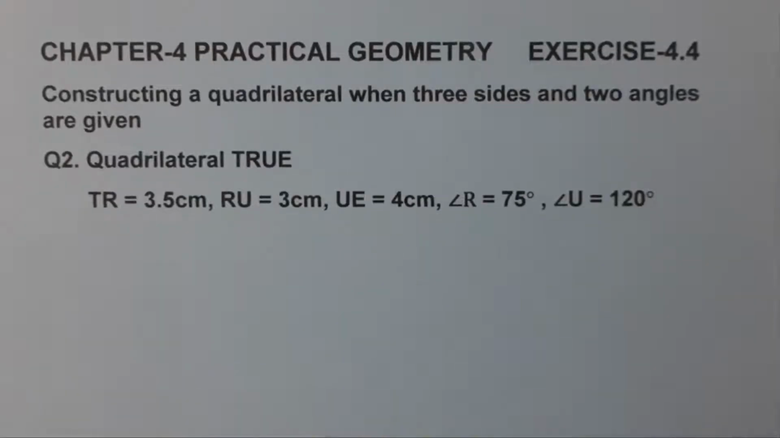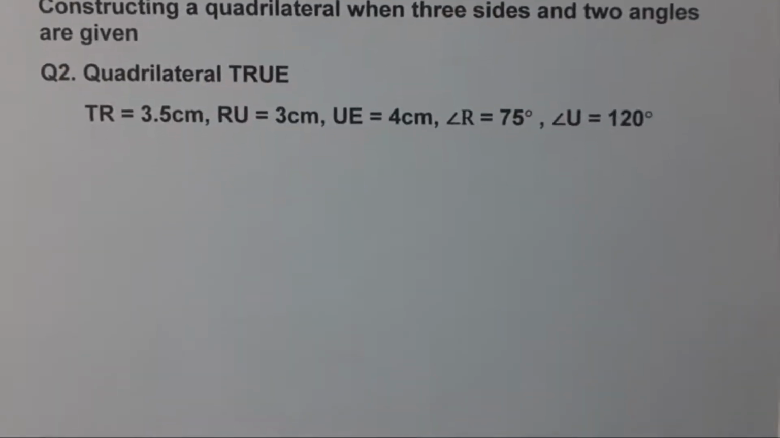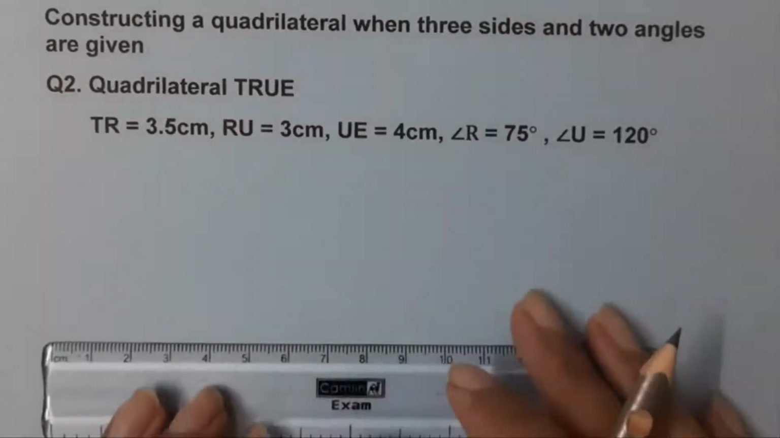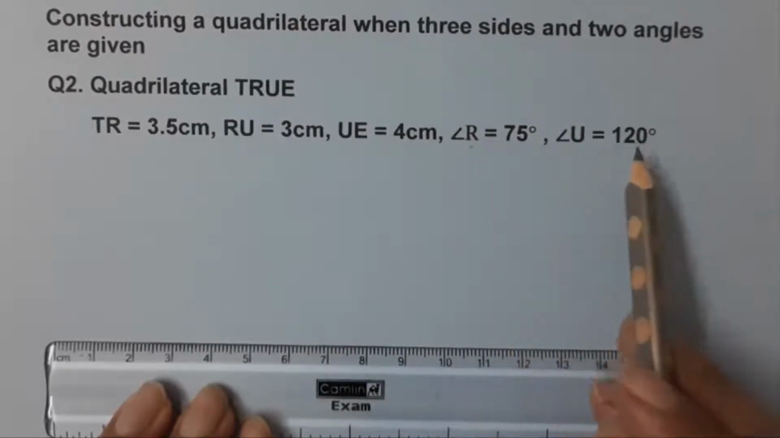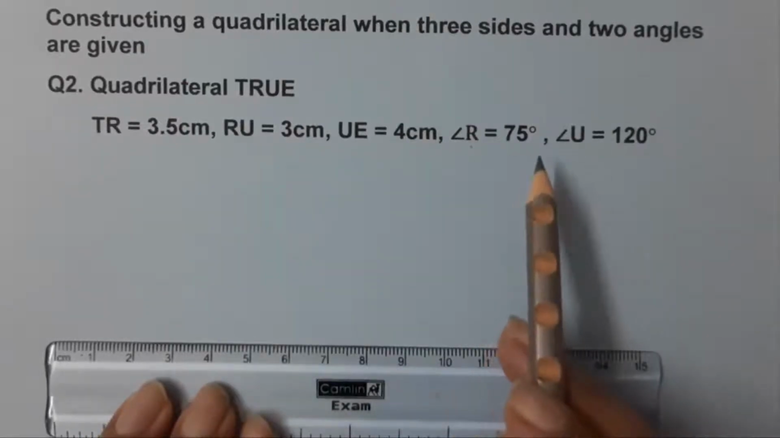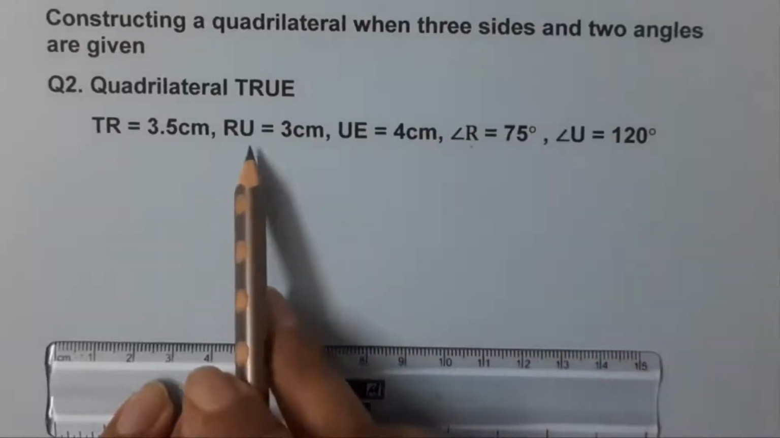Now here we'll first of all start the construction with the rough figure. We'll construct the rough figure first so that it helps us make the main figure without any errors and correctly. Now see, what are the angles that are given to us here? Angle R, that is 75 degrees, and angle U, which is 120 degrees. So when we have these two angles, we'll first start with the side that connects these two angles, which is the side RU.